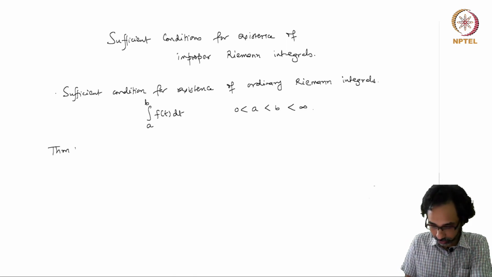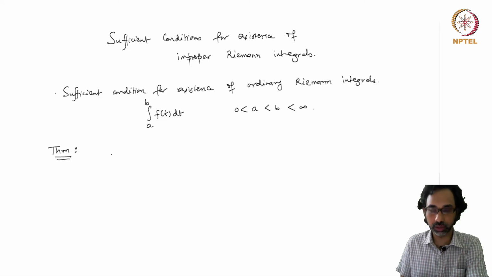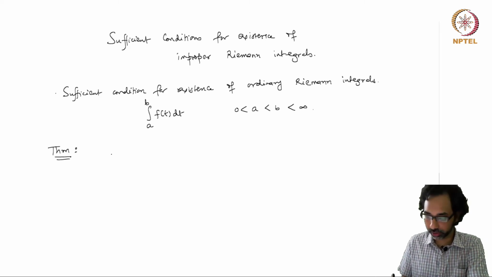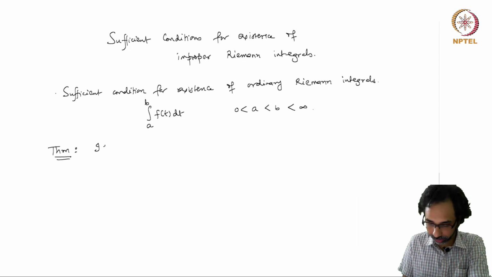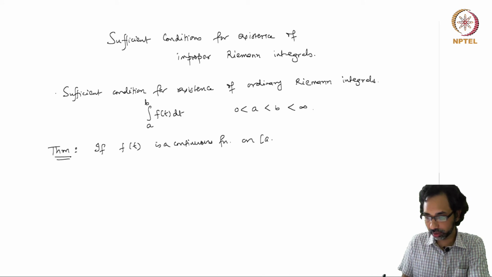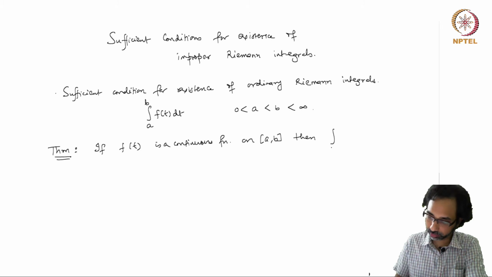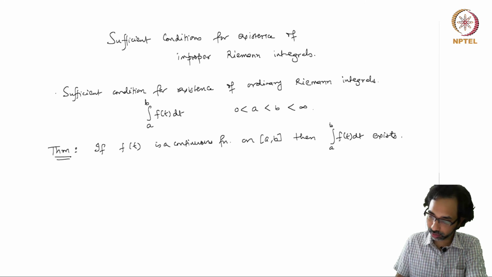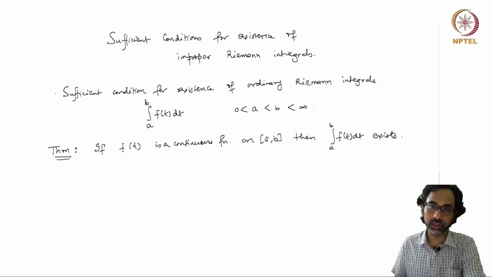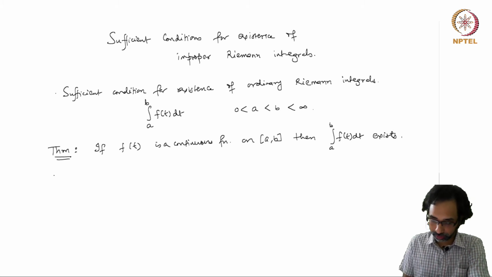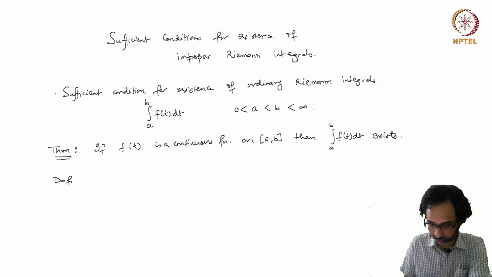So this is a theorem which gives the sufficient condition for the existence of ordinary Riemann integrals. It says that if f(t) is a continuous function on the closed interval [a, b], then this integral from a to b of f(t) dt exists, meaning that this is a finite value. So recall the definition of a continuous function.